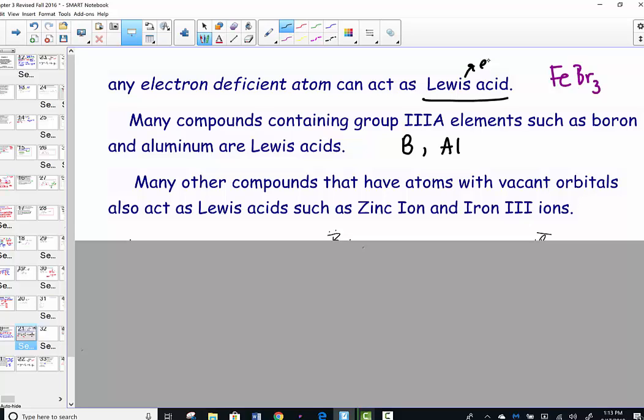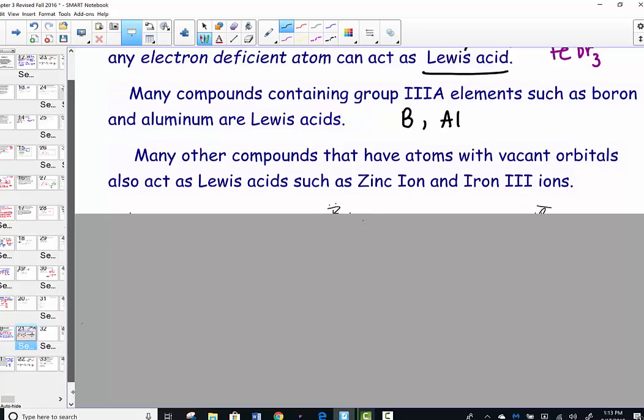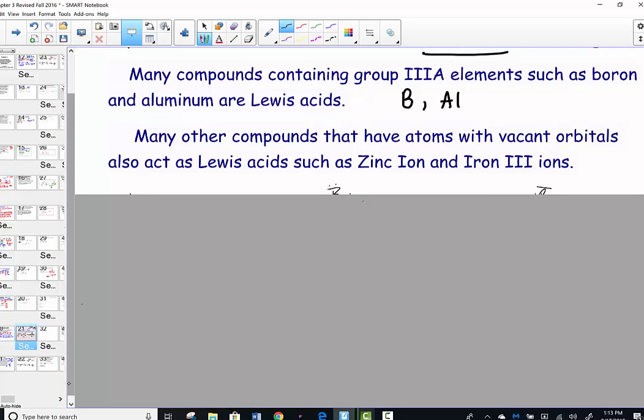Lewis acids, electron pair acceptors. I'll dwell on that, definitely coming up more, but I'm just giving you the inkling of what that means.